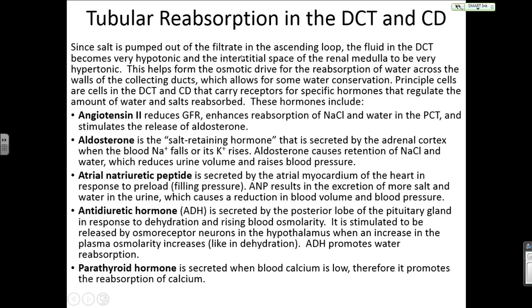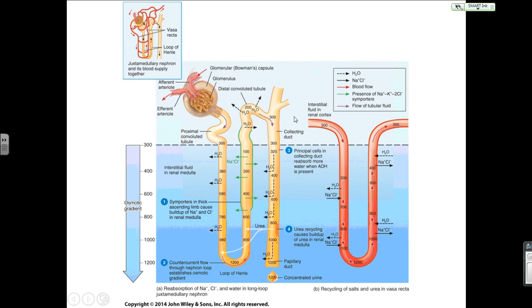So since salt is pumped out of the filtrate in the ascending loop, fluid in the DCT becomes hypotonic. Interstitial space of the renal medulla, as we mentioned, is very hypertonic. This helps form the osmotic drive for the reabsorption of water across the walls of collecting ducts, allowing for some water conservation. So this doesn't just happen up here. It also happens, as we can show down here, with our collecting duct. H2O is leaving to enter into the interstitial space.